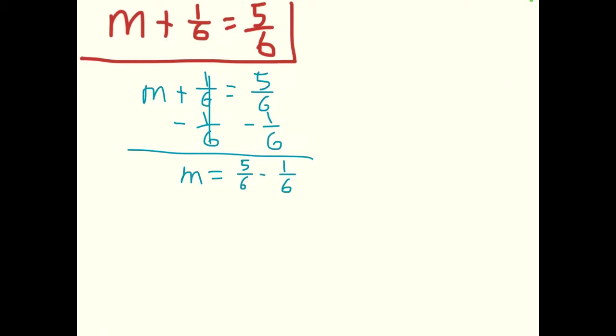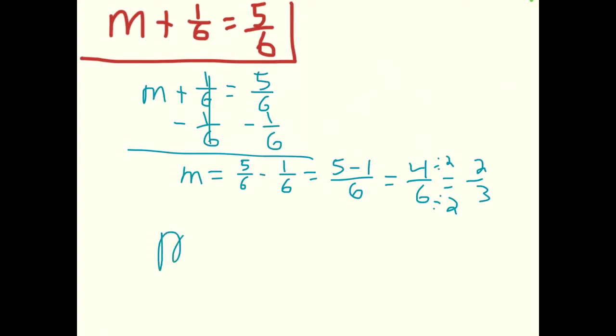And since the denominators are the same, you don't have to do all this crazy stuff, which is probably going to be in the next one. I think it is. So, anyway. So then you do 5 minus 1 over 6, which equals 4 over 6. And you simplify it by dividing by 2 and dividing by 2, which is 2/3. So m equals 2/3.